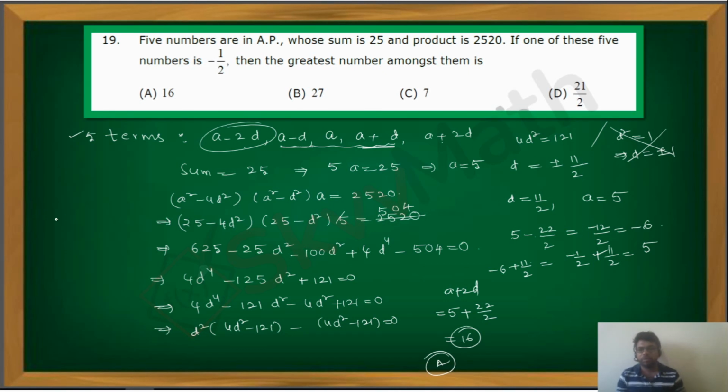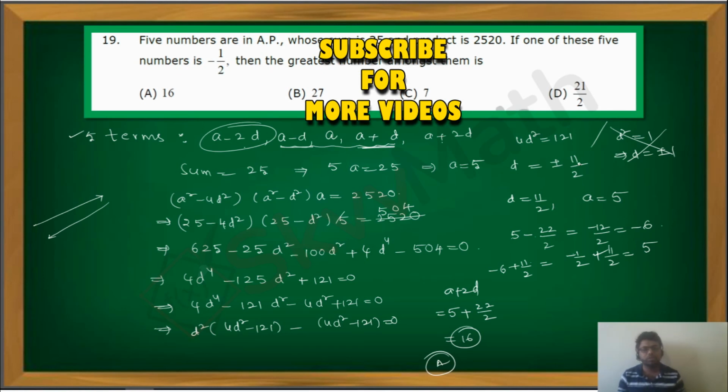If you take D equal to 11 by 2, you get the terms in this direction, and with D equal to minus 11 by 2, you get them the other way. So the hint is that out of those 5 terms, you must have minus 1 by 2. That is the hint to select the D value. Otherwise, there is no use of minus 1 by 2, because if you got D and A, you can construct the arithmetic progression. But that arithmetic progression should contain minus 1 by 2. So using that hint, we select the proper value of D. Here I took D equal to 11 by 2. If you take D equal to minus 11 by 2, you will get the same arithmetic progression, but in reverse order.